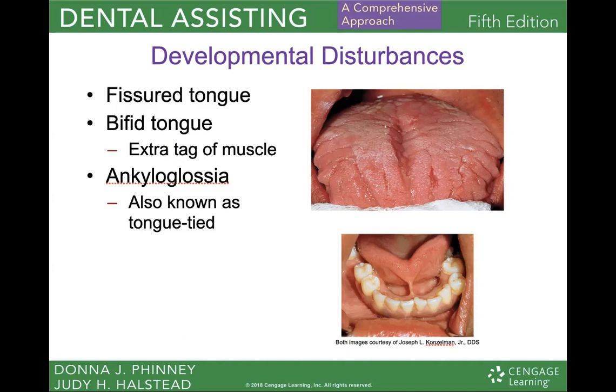Ankyloglossia, did I say that right? Ankyloglossia is where the tongue is literally tied and the patient is unable to lift it completely. And we can kind of see it has this little frenum on the tip. It's also known as someone being tongue-tied, makes speech difficult, and often that tissue is snipped.